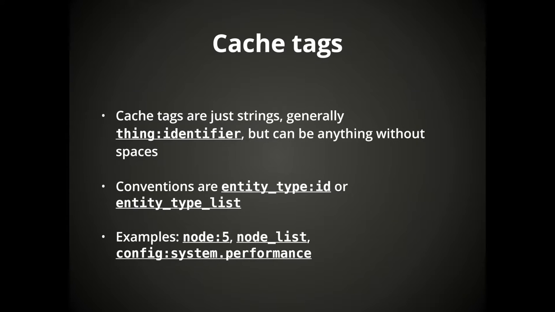The cool thing about cache tags is they're just strings. There's nothing real complicated with them. It can be literally anything that doesn't have spaces. They're usually separated by colons. There are a few cases where they use underscores, but node colon 1 would be an example, or node colon 5. Node underscore list is an example of a list one. Sorry? What's node list? Node underscore list. We'll cover that in a second. I have an example that explains that. Config colon system performance represents the configuration of like your aggregation settings, so you can cache things according to when you change those settings.